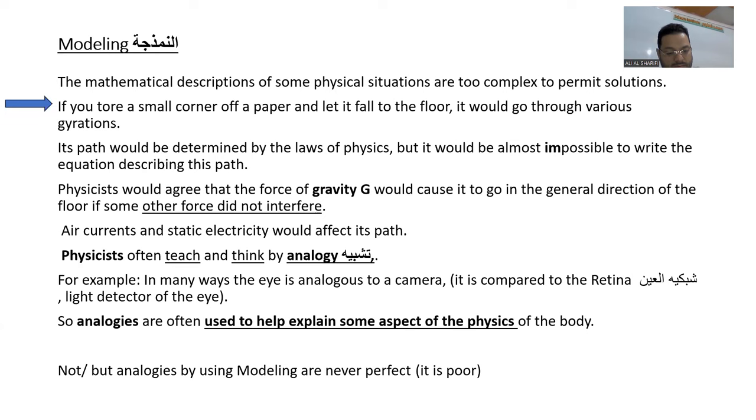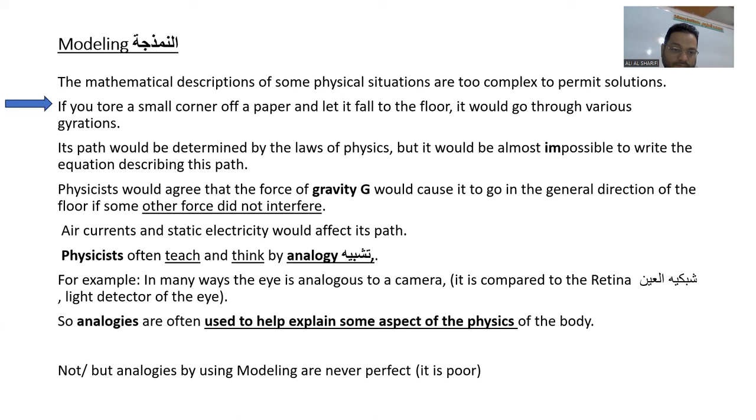Okay, sorry. It would go through various directions. Why? Sure, we have some reasons. What does physics say about that? Its path would be determined by the laws of physics, but it would be almost impossible to write the equation describing this path. But the most important reason is gravity. Okay, but why does this torn paper take different directions when it falls to the floor?